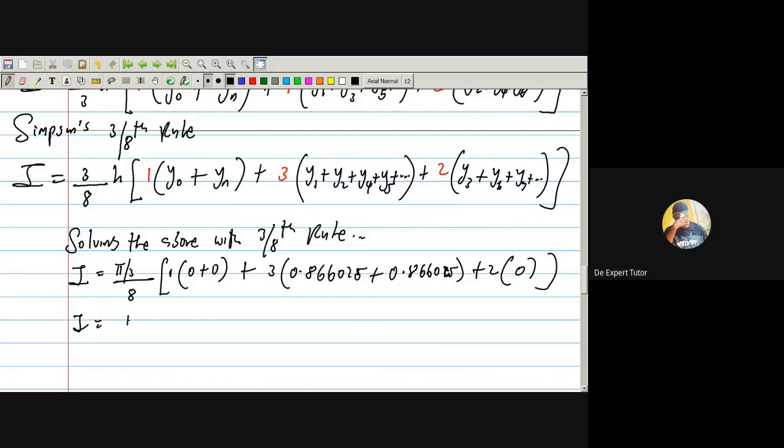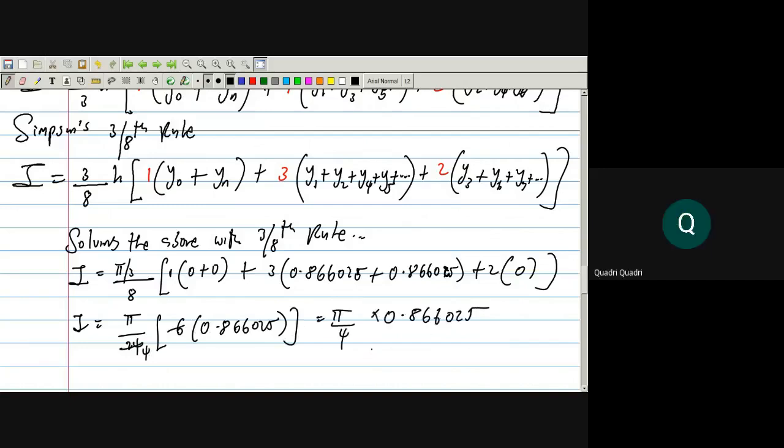What would this one give us? Pi over 24. This is 1. What is 0? So 3 times that is 6 times 0.866025. This is 4. 0.866025 times pi over 4, times pi over 24. That gives 0.68017.